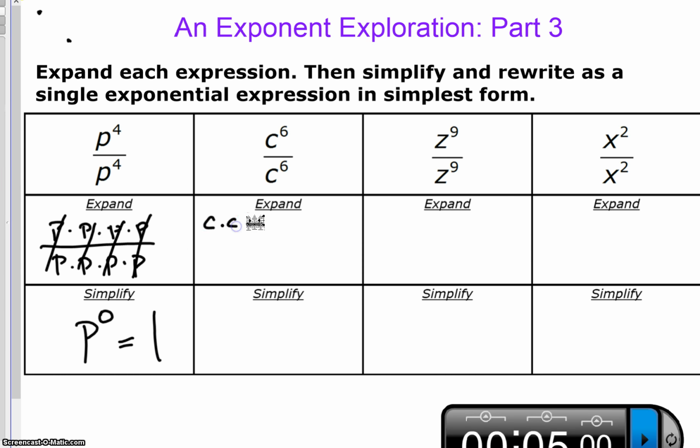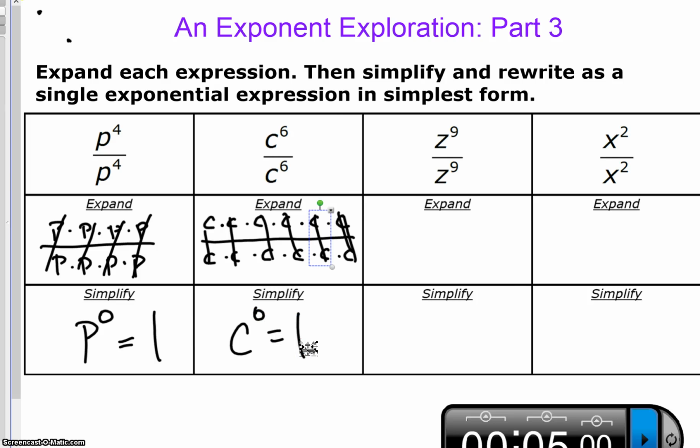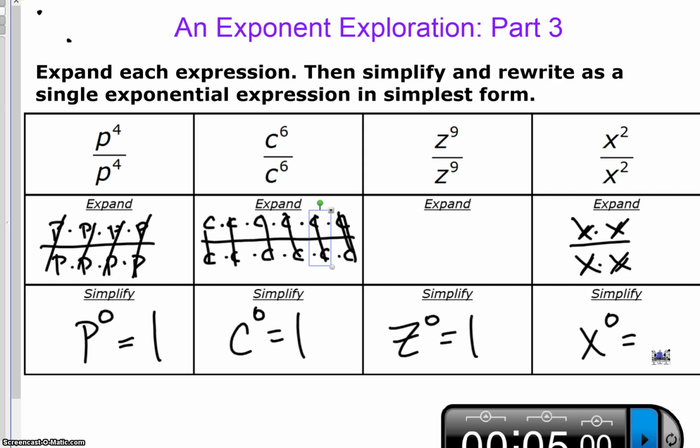So C times C times C times C times C times C divided by C times C times C times C times C times C. Those will all cancel. So you have C to the 0 power or 1. I'm not going to expand that all out, but you are going to get Z to the 0 power, so that equals 1. X times X divided by X times X. So you're left with X to the 0 power or 1.